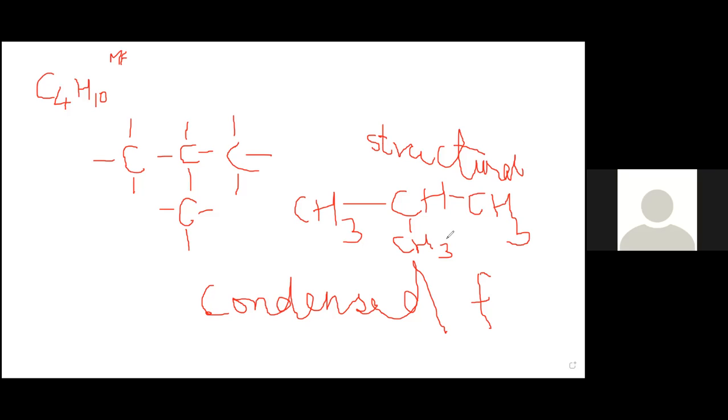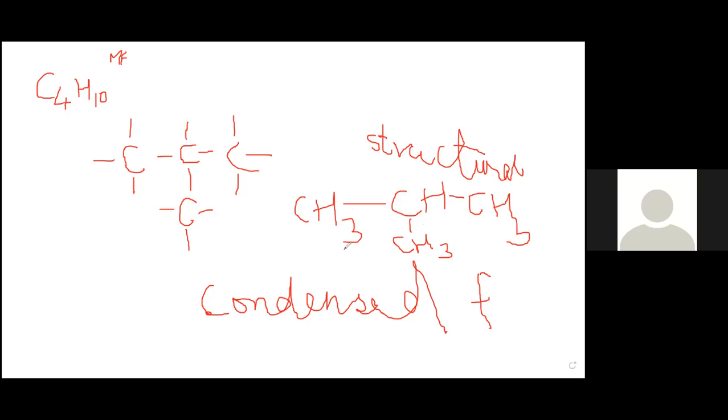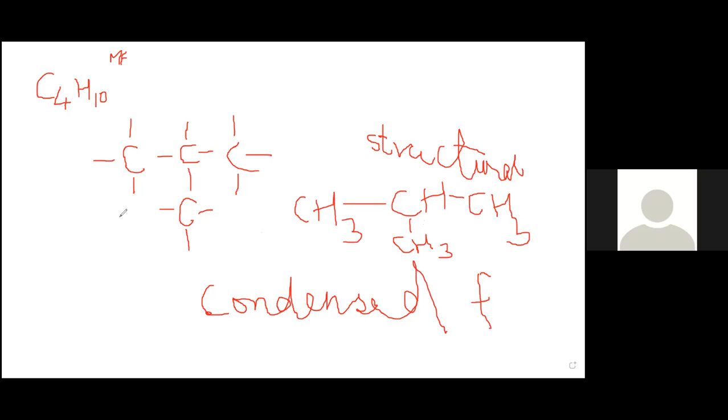This shows that पहला कार्बन पे 3 हाइड्रोजन है, दूसरा कार्बन पे एक हाइड्रोजन और एक CH3 है, और तीसरा कार्बन पे एक CH3 है. Is this clear to you? Yes, ma'am. Okay, so that is about how molecular formula, structural formula, and condensed formula are written. Is this clear? Yes.